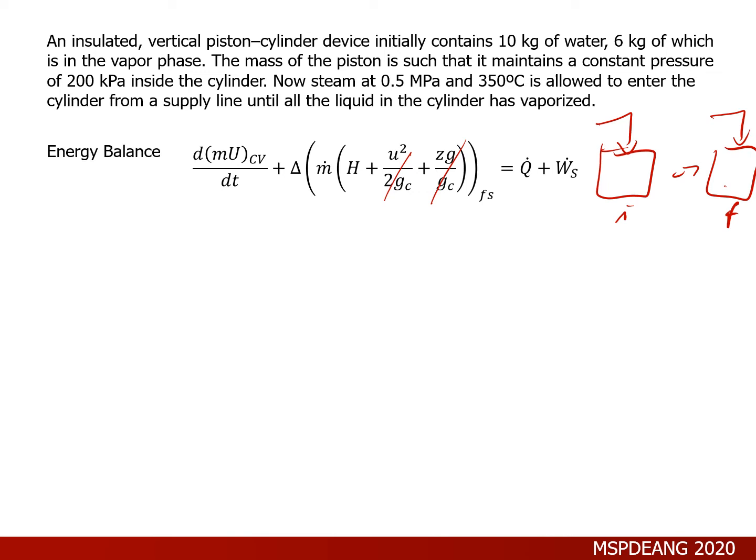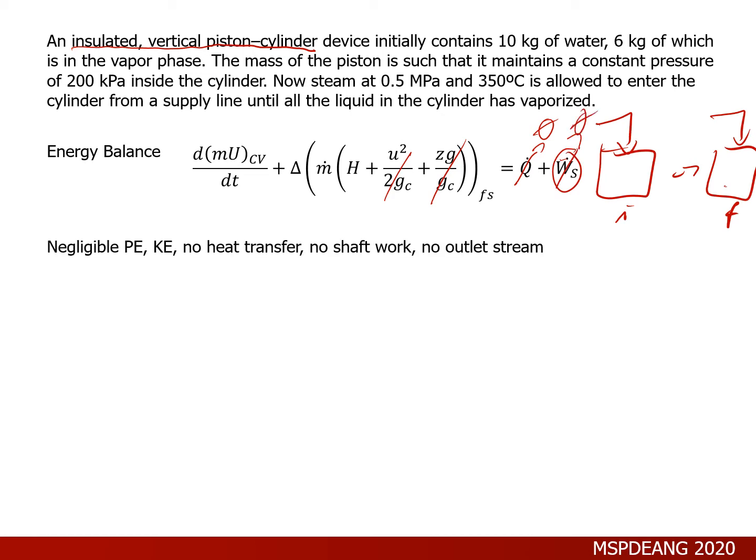Now, another thing here is you have an insulated vertical piston cylinder device. So, being insulated, we have no heat transfer. Another thing is, we have no rotating equipment inside the piston cylinder. Thus, shaft work can also be equal to 0. So we have negligible PE and KE, since the magnitude of change of PE and KE may just be very negligible compared to the magnitude of enthalpy. Usually, those PE and KE are only in the magnitude of joules, whereas delta H or enthalpy is in the magnitude of kilojoules or hundreds of kilojoules. Okay? So no heat transfer, no shaft work, and no outlet stream.